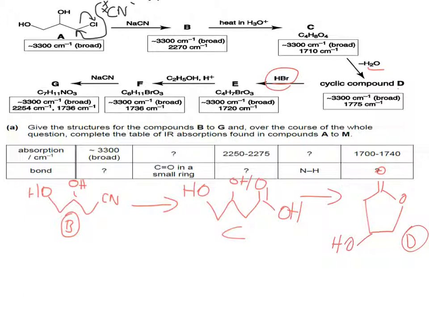But as with a lot of syntheses, if you get stuck at a point, look ahead and see what's coming. See what other reactions are going on, because that will give you a clue about what might be in E. Now, to turn E into F, we have C2H5OH, ethanol, and an acid, H+.